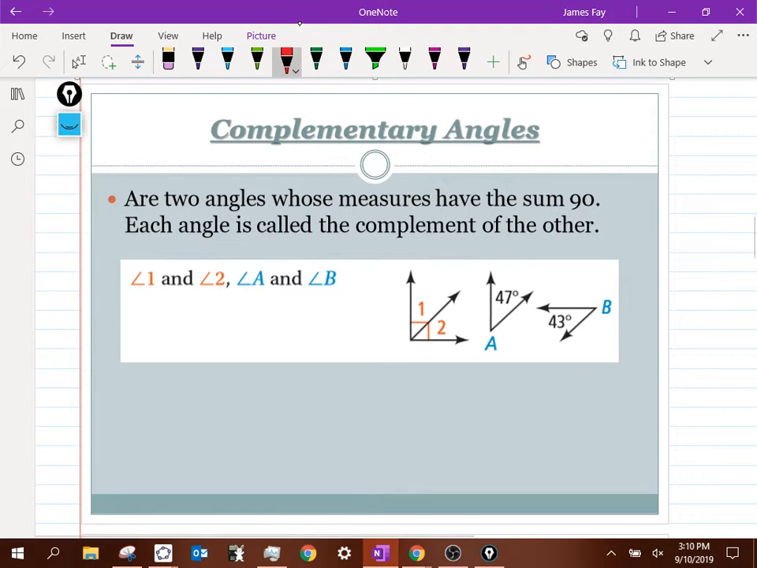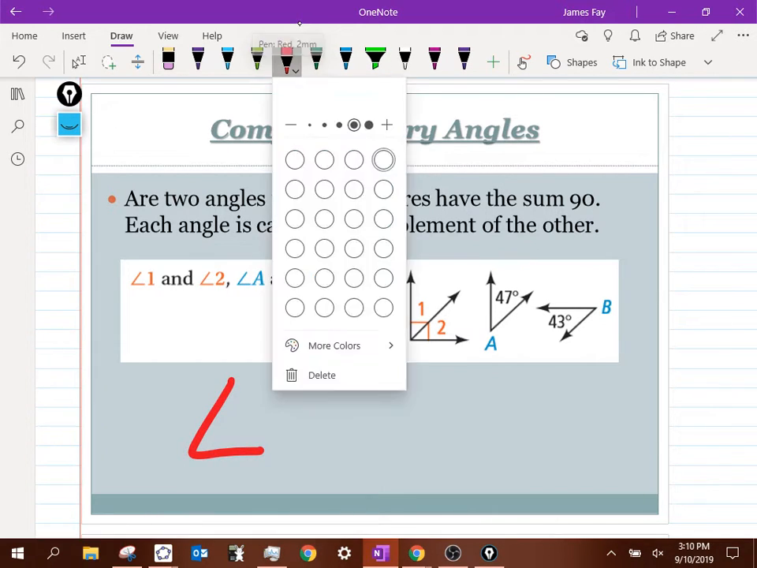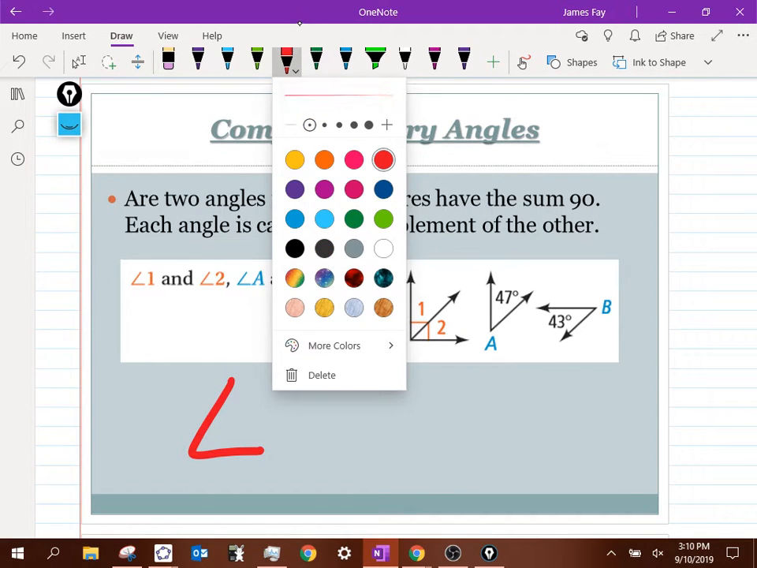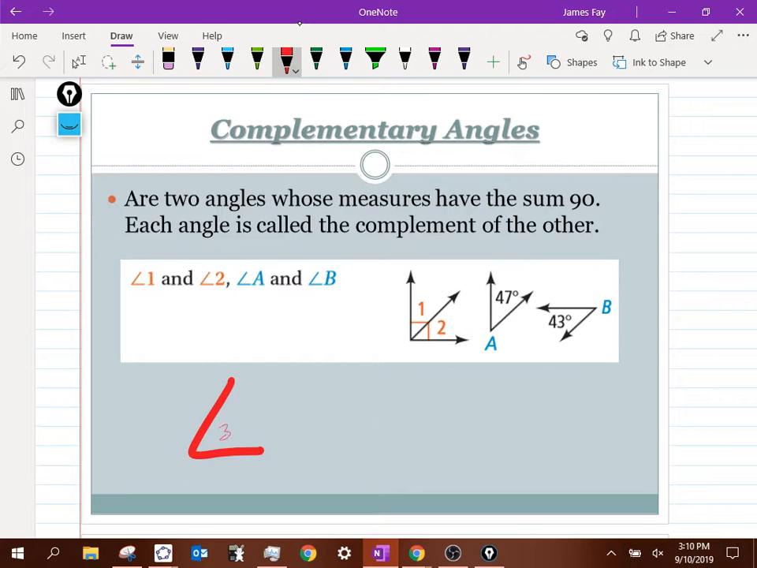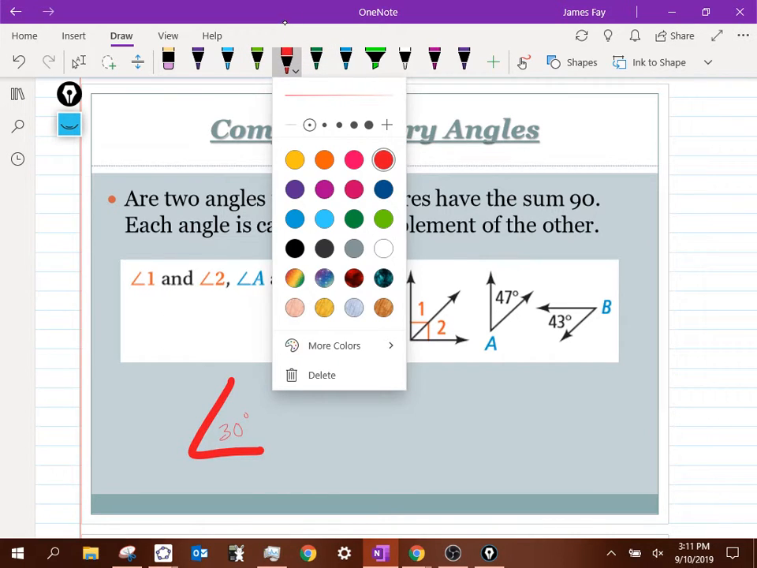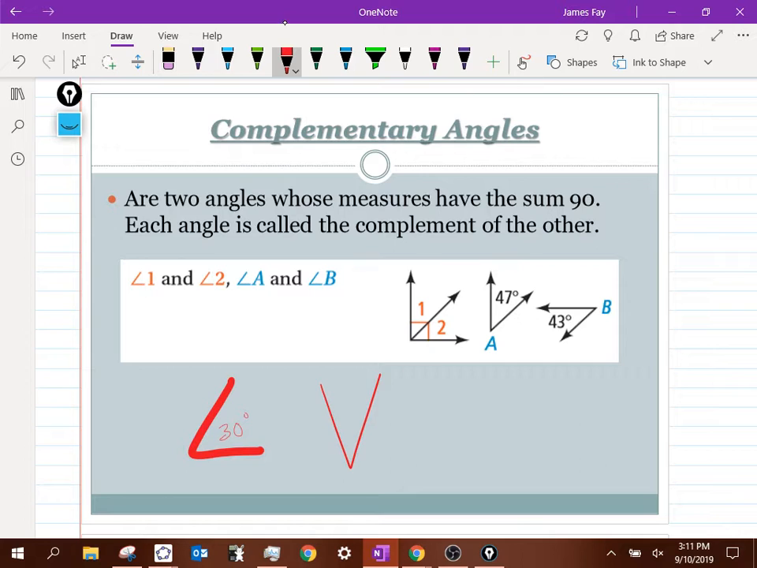What if I said I've got that angle, let's say it's 30 degrees. Let's say I've got that angle, let's say it's 40 degrees. And let's say I've got that angle is 20 degrees. What do those add up to? What's 30 plus 40 plus 20? 90, right? Are those three angles complementary? They add up to 90. Why not?